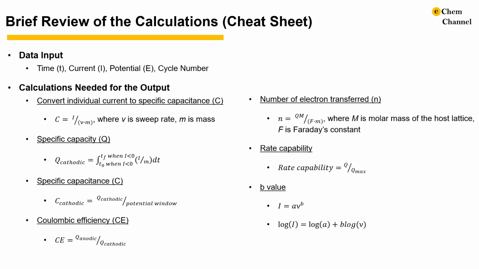Of course, it will be tedious to keep going back to the previous tutorials to review the equations. Here is a cheat sheet for the calculations included in the CV Analyzer. We will input time, current, potential, and cycle number from the raw data and perform the calculations using the equations below. Many of the calculations are straightforward. The more tricky ones involve integration or regression. We will use a built-in trapezoidal integration function in MATLAB for the ones that require integrations. We will use a linear regression method to determine the b-value.